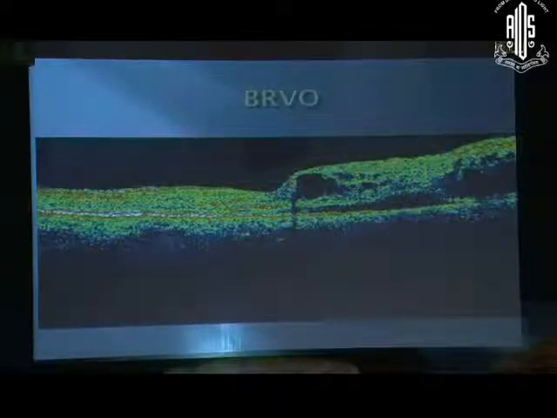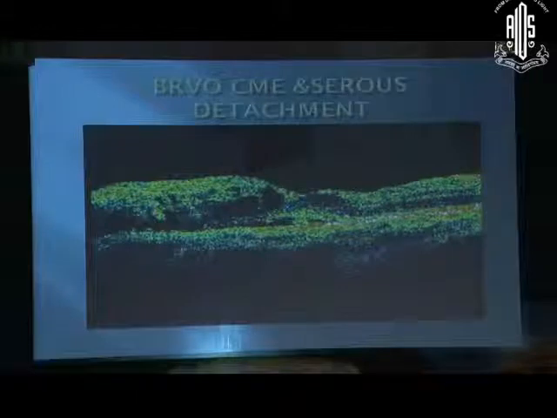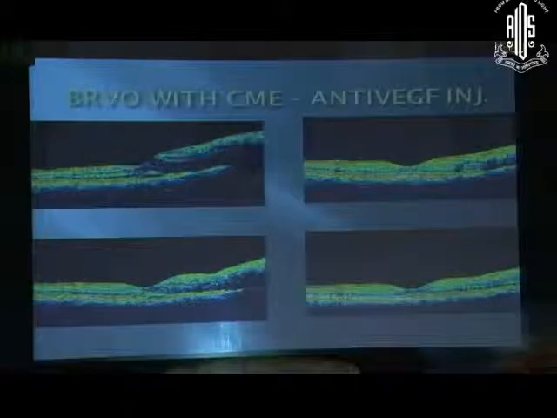In branch retinal vein occlusion, there are cystic changes in the inner retina, which is generally in one sector only. And there can be presence of a foveal detachment in the center. And again OCT is the best tool to monitor these patients when you start the treatment with anti-VEGFs.